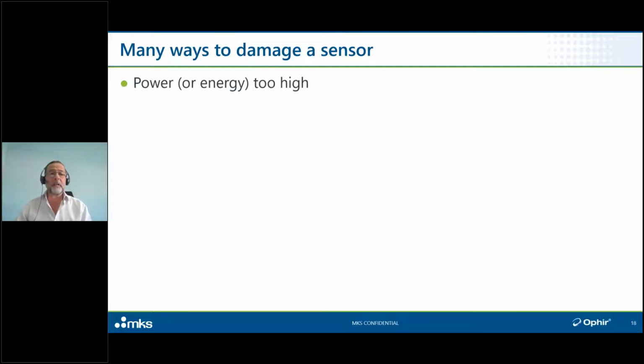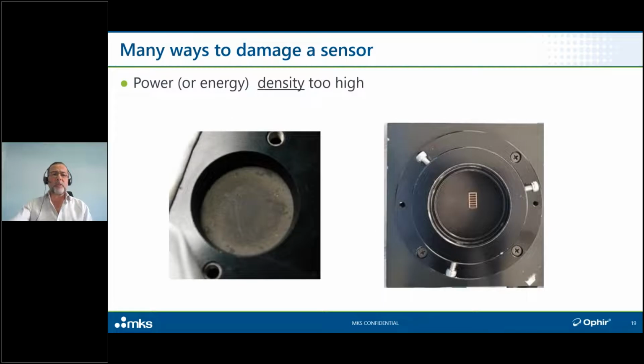So the most obvious way to damage a sensor is overloading it, but that's kind of trivial. More relevant to our discussion is not so much too many watts or too many joules, but too many watts per unit area, watts per square centimeter, the power density, or too much energy density, too many joules per square centimeter. It's the power density and or the energy density, after all, that are processing our material. So if we take an extreme example, here you just see a nice example of thermal damage from a sensor that came in to us at Ophir for repair once.